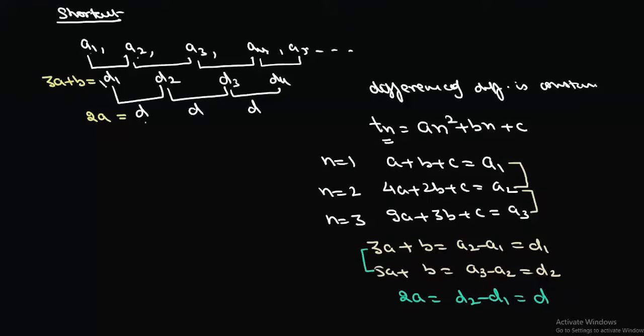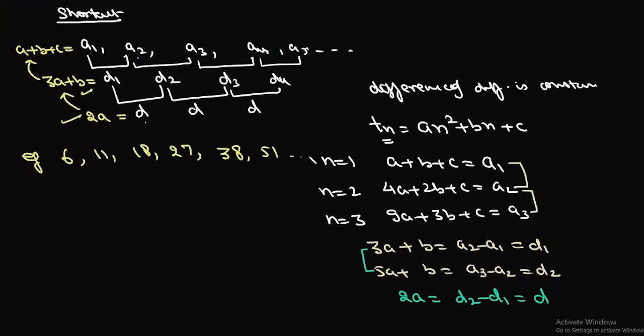3a plus b. And here this a1 is a plus b plus c. So here this is a plus b plus c. So from here we'll get the value of a, and if we put the value of a here, we'll get the value of b, and from a and b we can get the value of c.